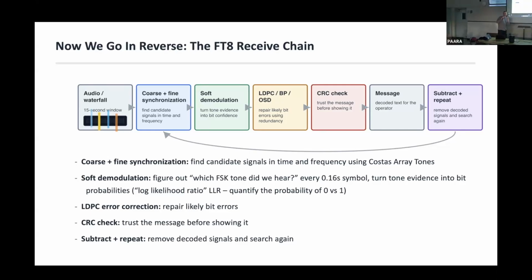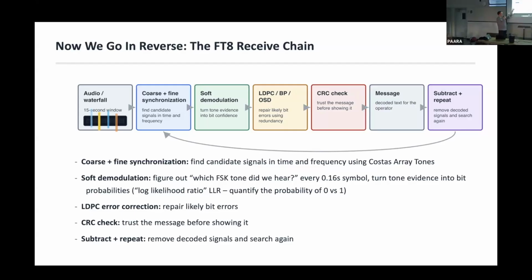You'll see these acronyms like LDPC, that's the type of code that's used, and then BP and OSD, these are mechanisms that allow you to correct the errors with that type of code. And once it outputs something, you don't completely know if it's correct. That stage will always output something, but it could be garbage.